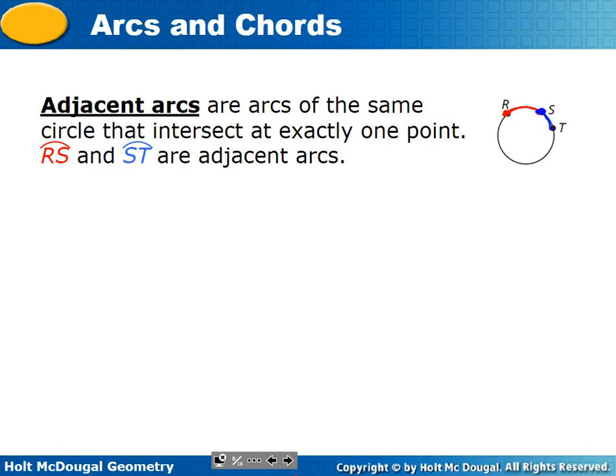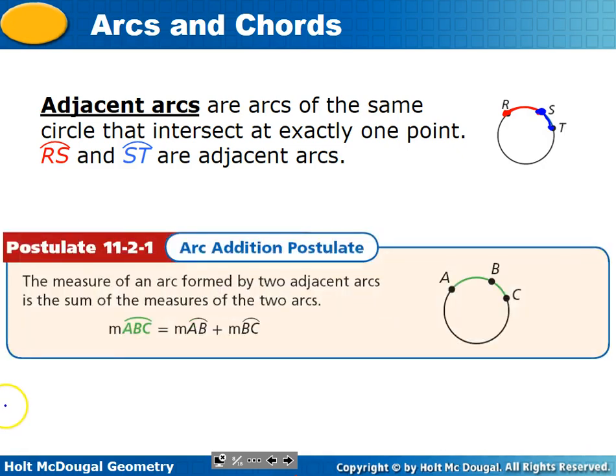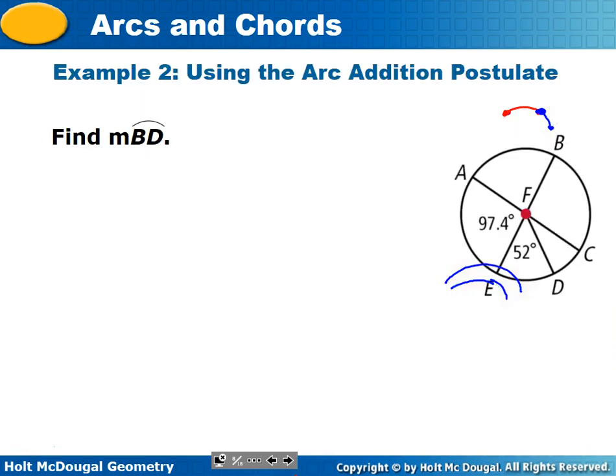And if we were to add these two arcs together, we would get arc RST. So let's talk about this concept a little bit more down here. We're going to now talk about this arc addition postulate. If we're trying to find arc ABC, the whole thing here, then to get that we have to add arc AB to arc BC. That's how we find the whole arc, and we call that the arc addition postulate.